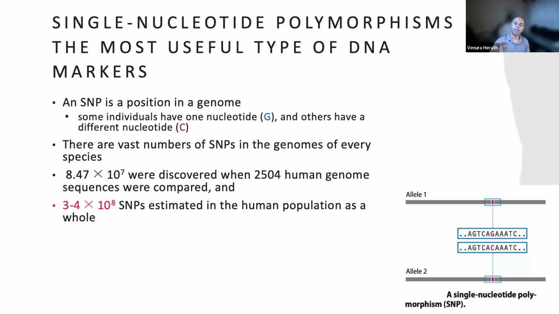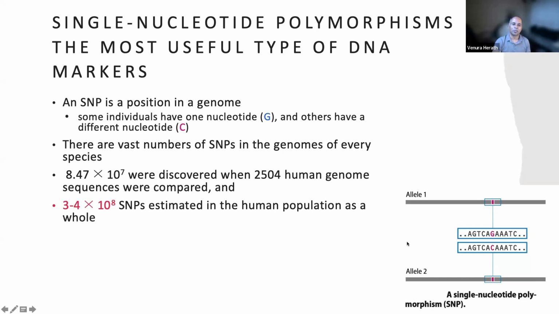Okay. So let's see what is happening. And if you take the whole human population, the whole civilization, we estimate there are around 3 to 4 times 10 to the power of 8 SNPs expected among the human population. So that is the number. That means you have a golden opportunity to develop pretty cool SNP markers in order to do your genetic mapping.